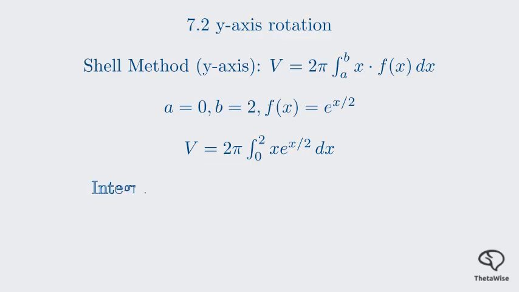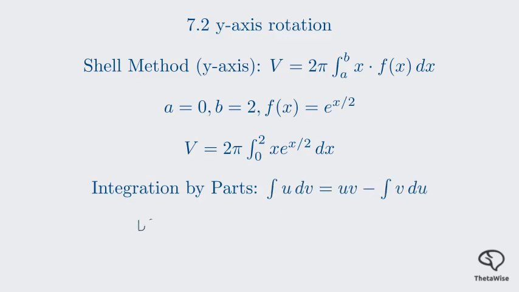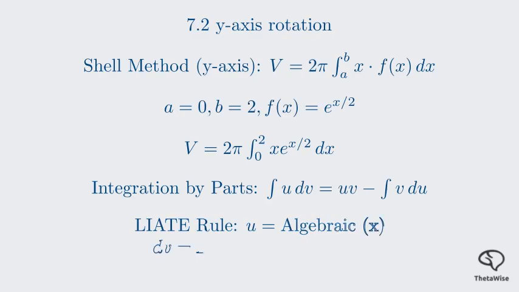The formula for integration by parts is the integral of u dv equals uv minus the integral of v du. We must carefully choose our u and dv. A good rule of thumb is LIATE: logarithmic, inverse trigonometric, algebraic, trigonometric, exponential. We have an algebraic term, x, and an exponential term, e to the x over 2. A comes before E, so we choose u equals x.